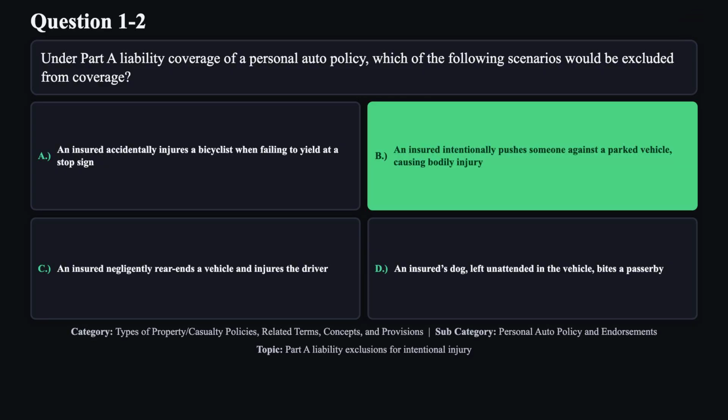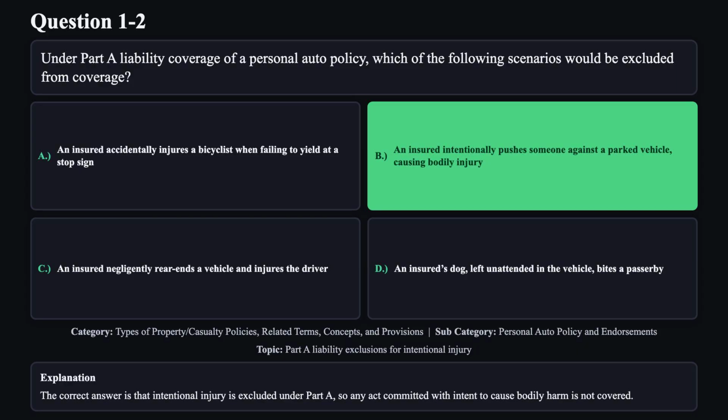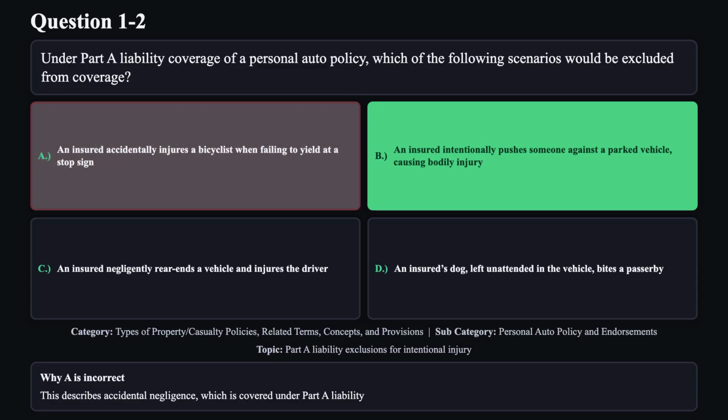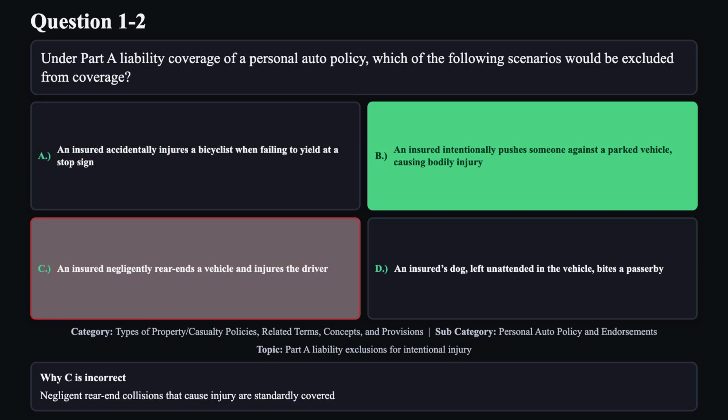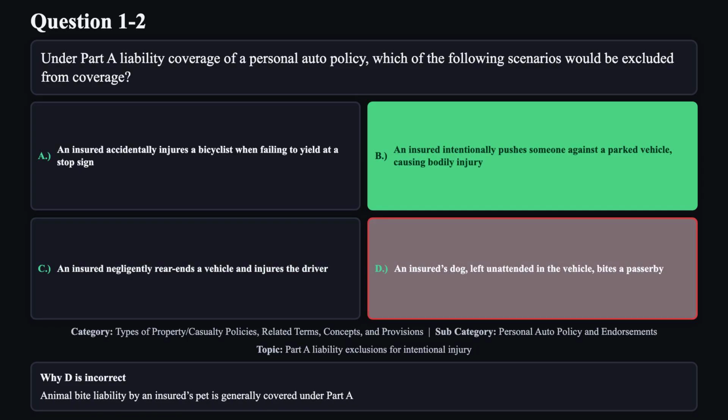The correct answer is B. The correct answer is that intentional injury is excluded under Part A, so any act committed with intent to cause bodily harm is not covered. Reason A is not correct. This describes accidental negligence, which is covered under Part A liability. Reason C is not correct. Negligent rear-end collisions that cause injury are standardly covered. Reason D is not correct. Animal bite liability by an insured's pet is generally covered under Part A.